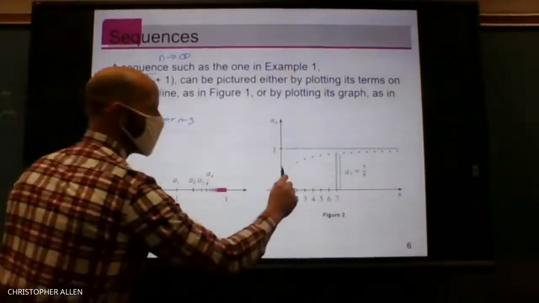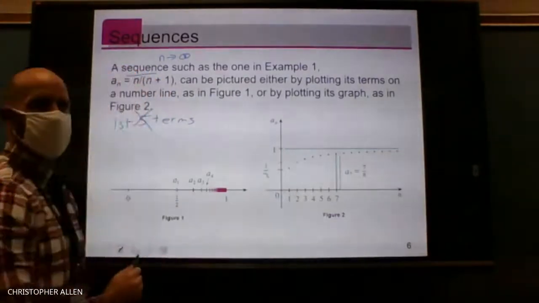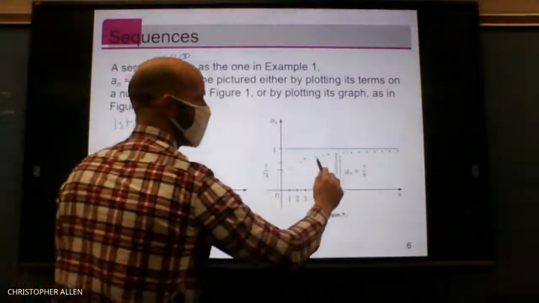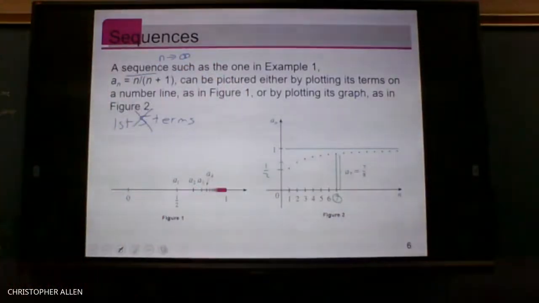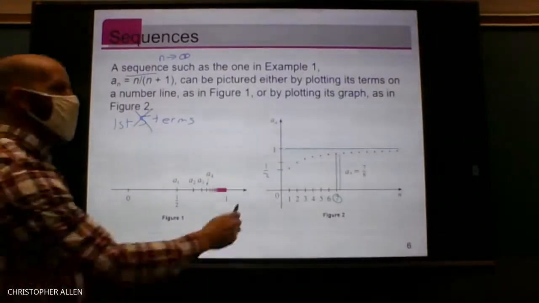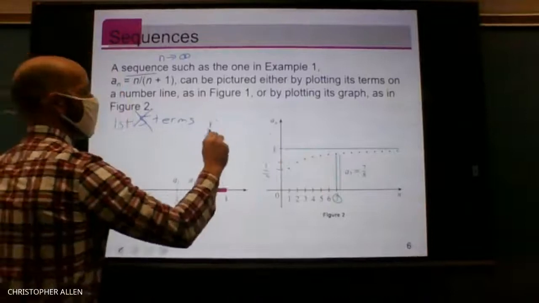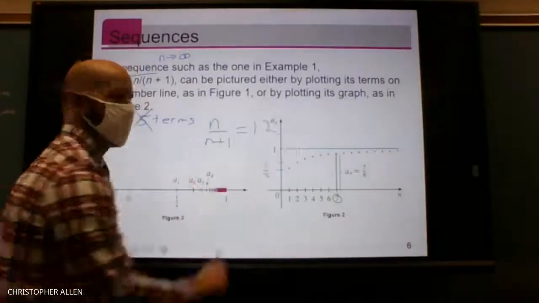So here's the first term, which we said was at 1/2, right? And then the second term, which was at 0.67. And then the next term and the next term and the next term. So here is the 7th term, which is 7 over 8. Is there any way that this, let me write this again, n over n plus 1, could equal, let's say, 1.2?